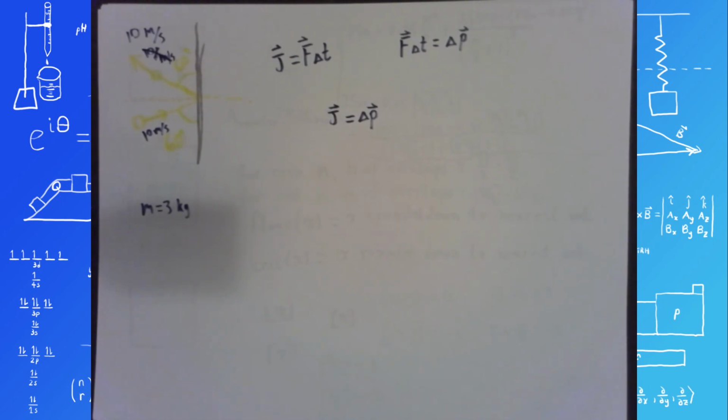A lot of students here will say that the change in momentum is 0 because it's 3 kilograms times 10 meters per second before and 3 kilograms times 10 meters per second after. This is wrong because momentum is a vector. To calculate change in momentum, you have to account for both change in magnitude and change in direction. You have to account for both of those factors.